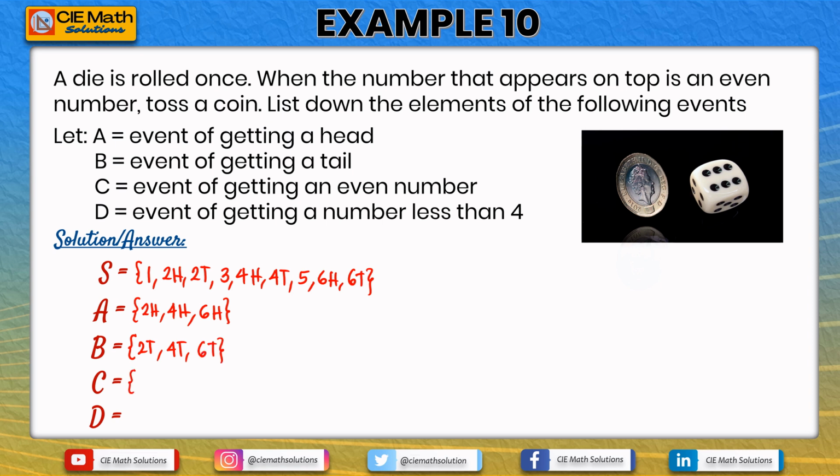The event C is the event of getting an even number. So getting an even number means that we could have 2 head, 2 tail, then 4 head, 4 tail, then 6 head, 6 tail. Event D is the event of getting a number less than 4. That means it could be 1, 2, or 3. So that means we could have 1, we could have 2H and 2 tail, we could have 3, we only have 4 elements.